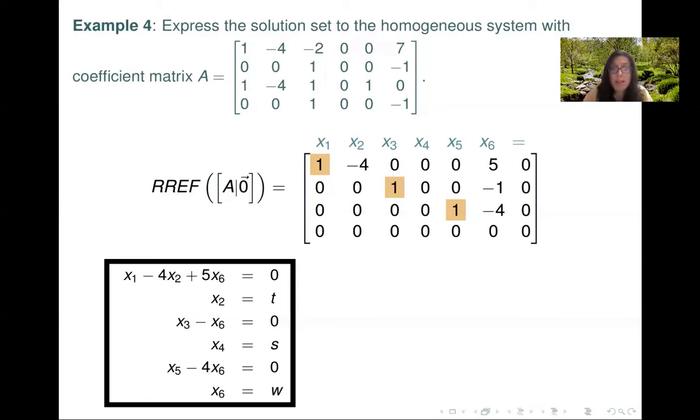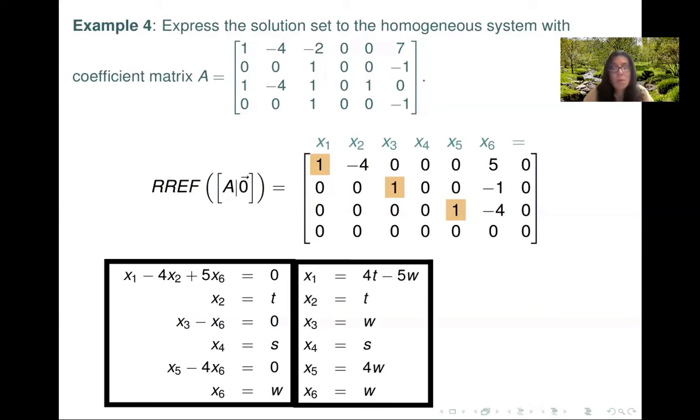I wrote x6 is equal to w. Then solving for the variables and substituting when appropriate, I can see that x1 is 4t minus 5w, x2 is t, x3 is w, x4 is s, x5 is 4w, and x6 is w.